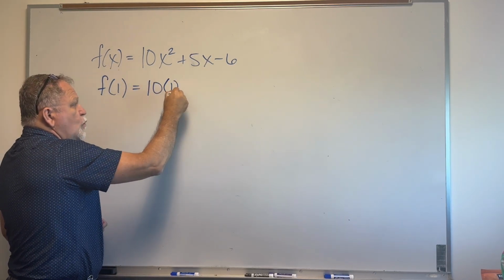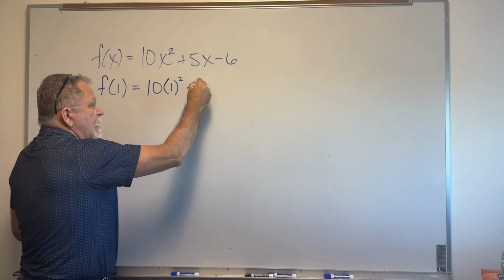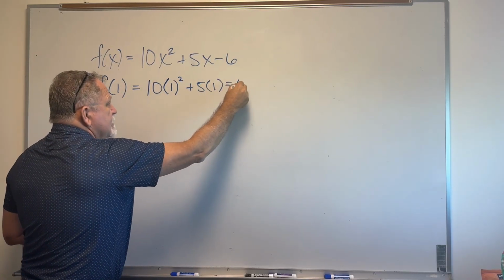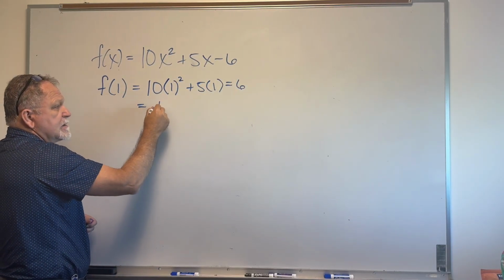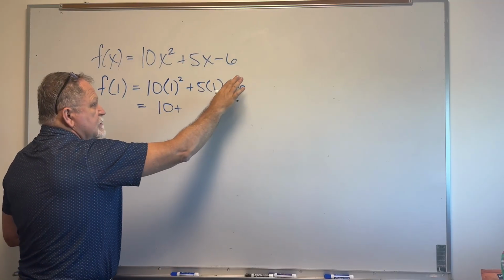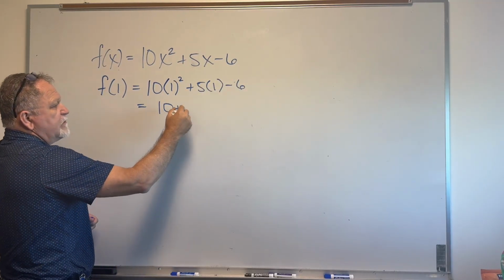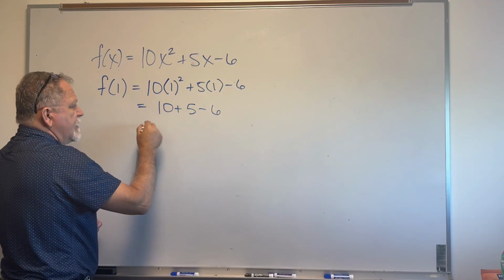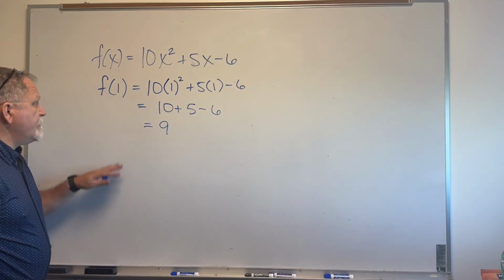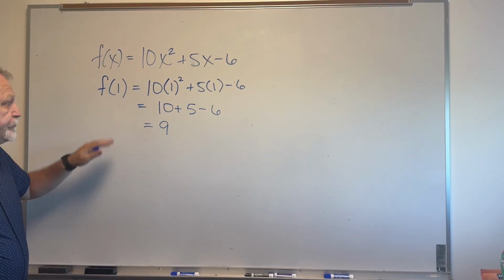So we get 10 times 1 squared plus 5 times 1 minus 6. And I can continue to simplify. This is just going to be 10 plus 5. Oops, this was a minus 6. 10 plus 5 minus 6. That all comes out to be 9. So f of 1 is equal to 9.